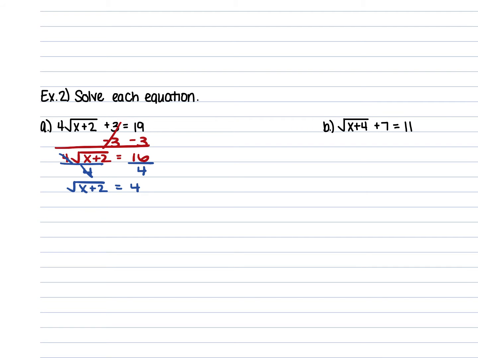From here, our invisible index on that radical is a 2, so we're going to raise each side to the second power. That cancels out our radical and our power on the left side. So we're just left with x plus 2 is equal to 4 squared, which is 16. From here, subtract your 2 from each side to get your x by itself, and x is equal to 14.